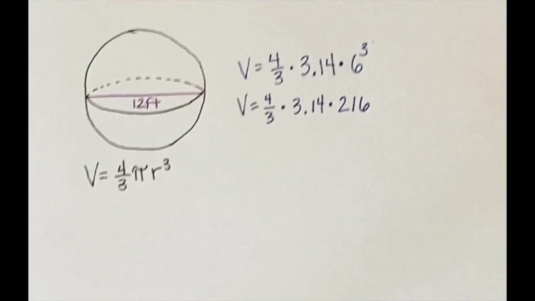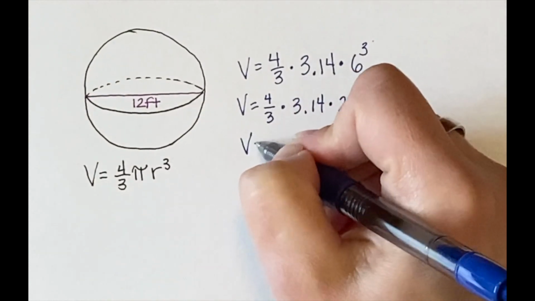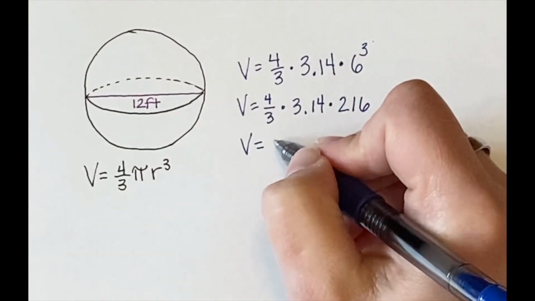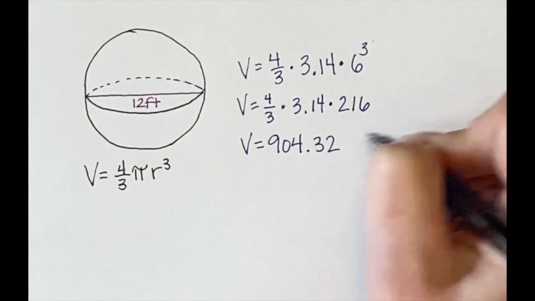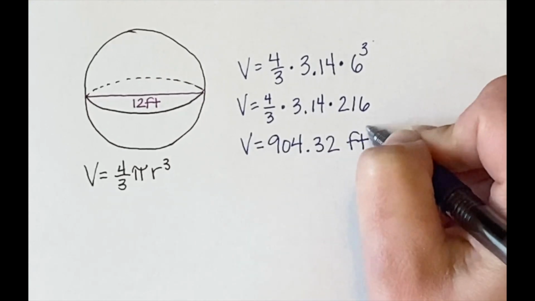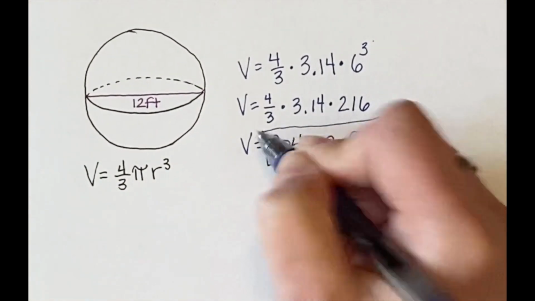216. Pick up your calculator, type that in, because it will be a lot easier than trying to do it by hand. So when we calculate this and we get our final answer to the nearest hundredth, it is 904 and 32 hundredths. Don't forget your label. That's feet cubed. And that is your final answer.